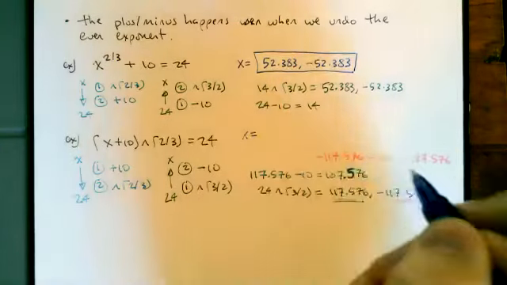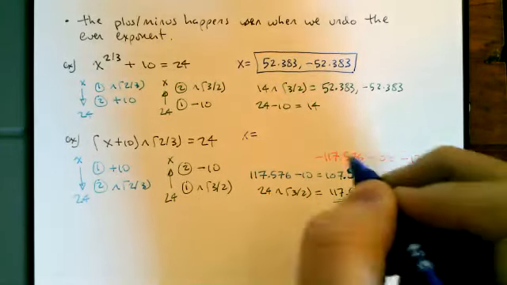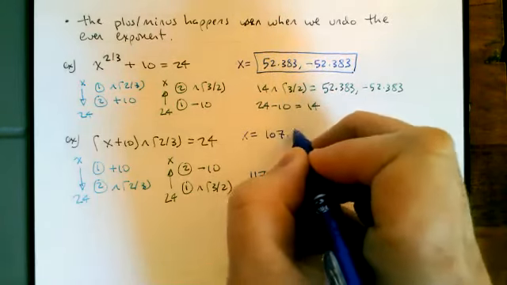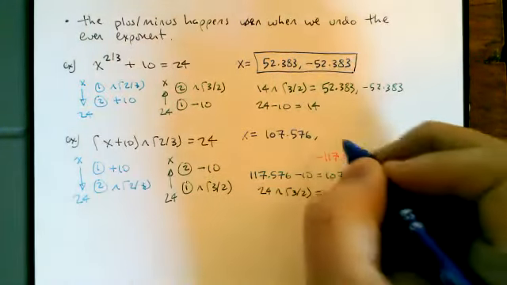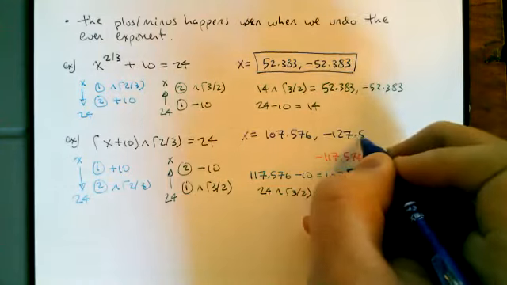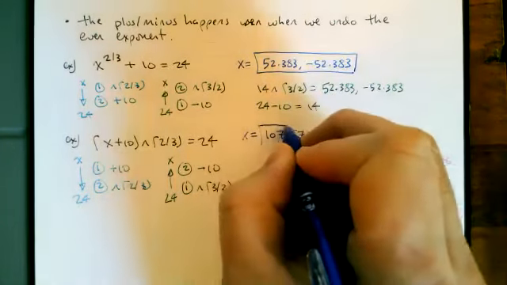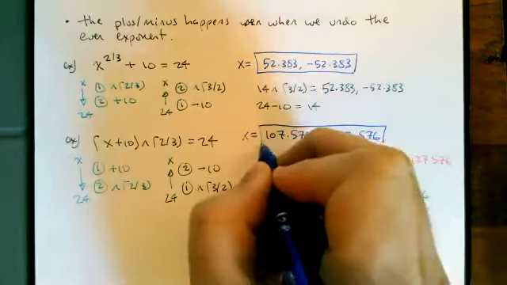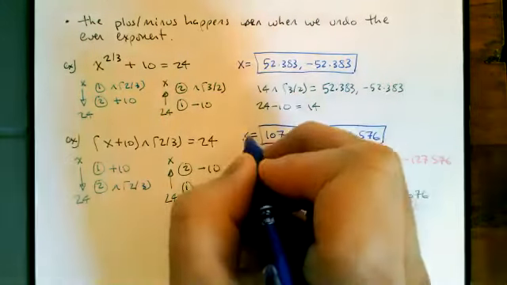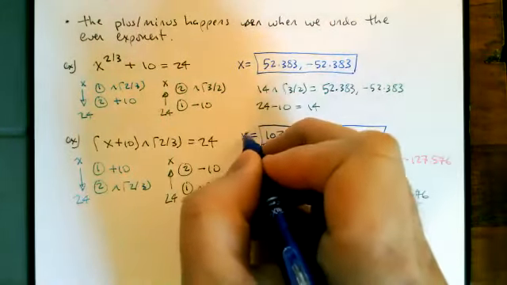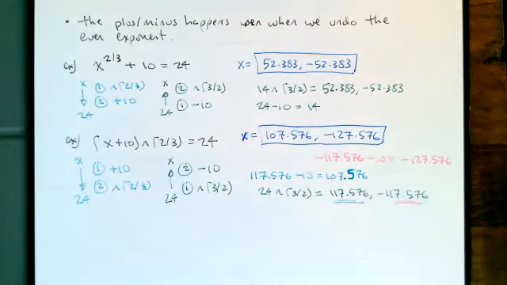So x equals 107.576 and negative 127.576. So the plus minus happens when we undo the even numerator exponent. That may mean we have to perform additional operations on two different solutions.